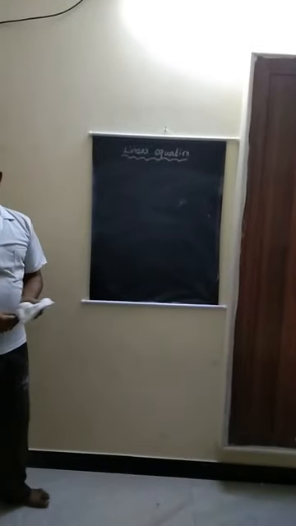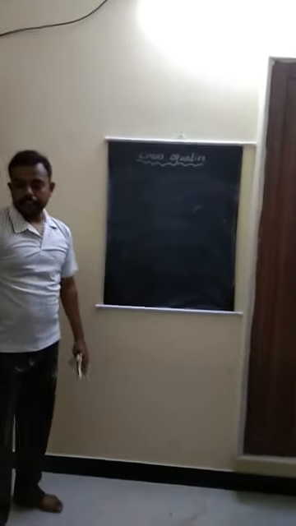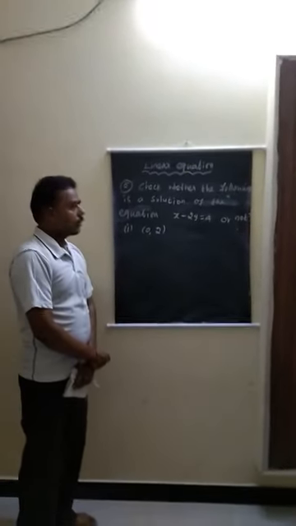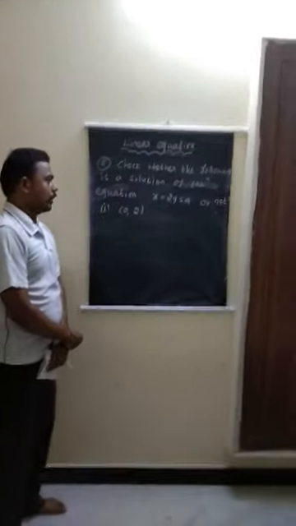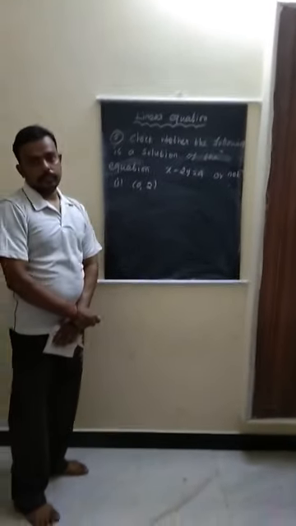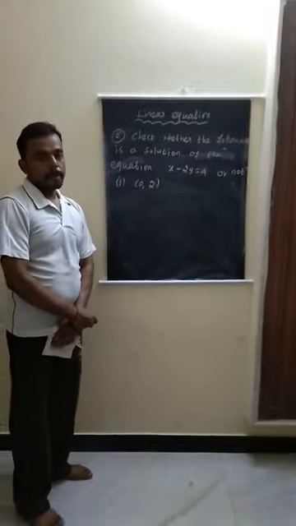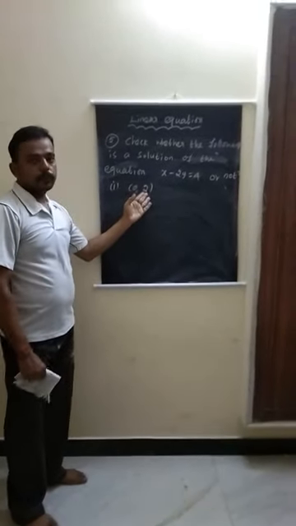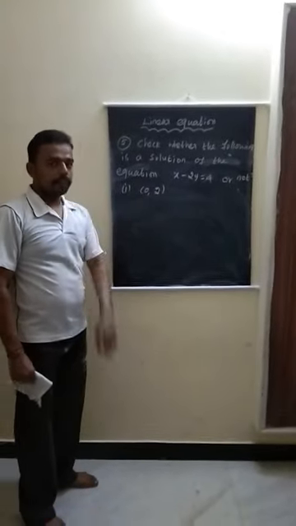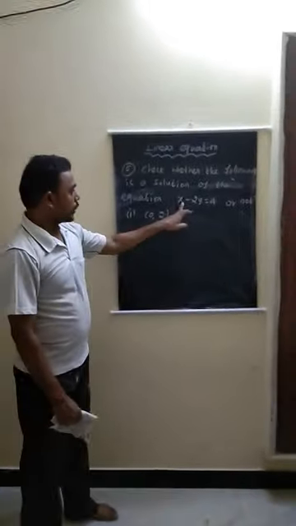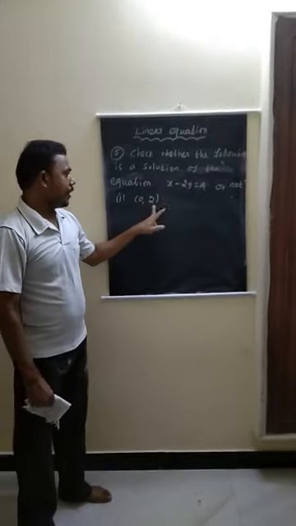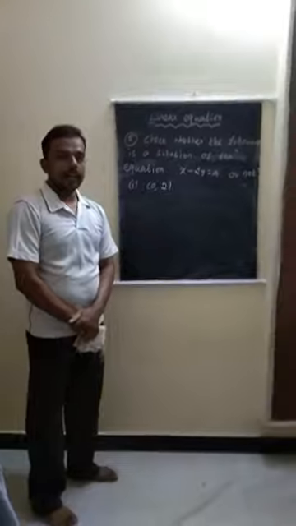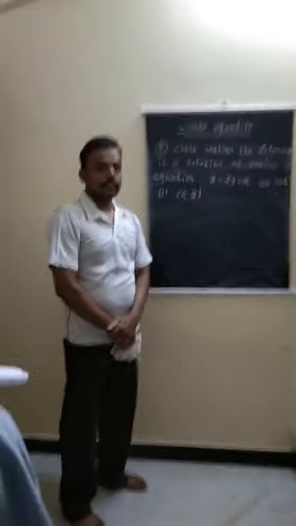Right. Next problem. Check whether the following is a solution of the equation x minus 2y equal to 4 or not. What is meant by solution? We need to substitute the x value 0 and get the y value 2. This is the meaning. Substitute x value 0 and y value 2. We need to get 4, the right-hand side number. If you have this answer, automatically you say that this is the solution.